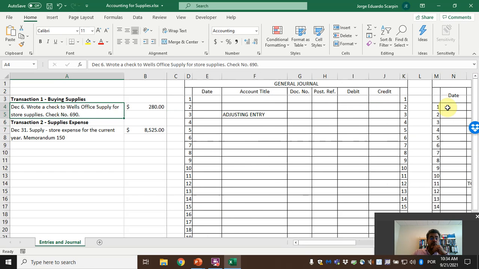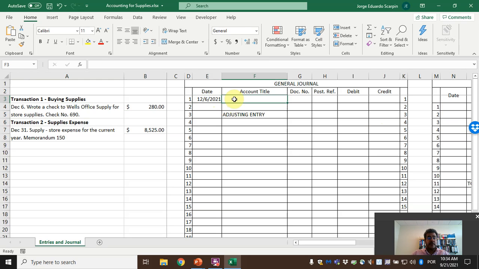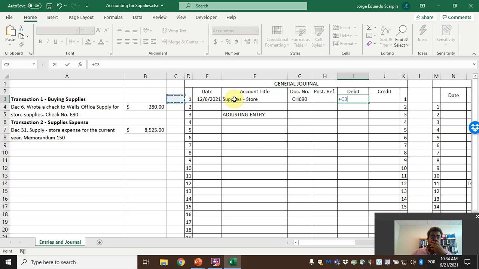Okay, so what do we have? December 6th. Wrote a check to Wells Office Supply for store supplies. Check number 690. So what are our debits and credits? Our debit, supplies, store, check 690, debit 280. Wrote a check, so our credit is cash, credit 280.